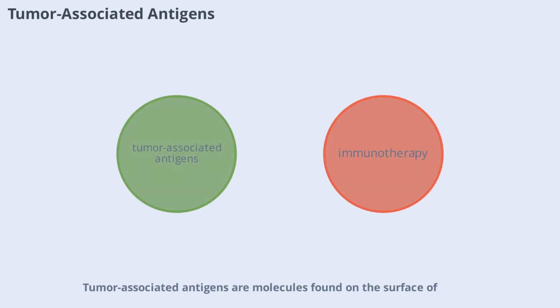Tumor-associated antigens are molecules found on the surface of cancer cells that can be recognized by the immune system. These antigens are the targets of many immunotherapies, including cancer vaccines and CAR T-cell therapy. Identifying and targeting tumor-associated antigens is a key area of research in cancer immunology.